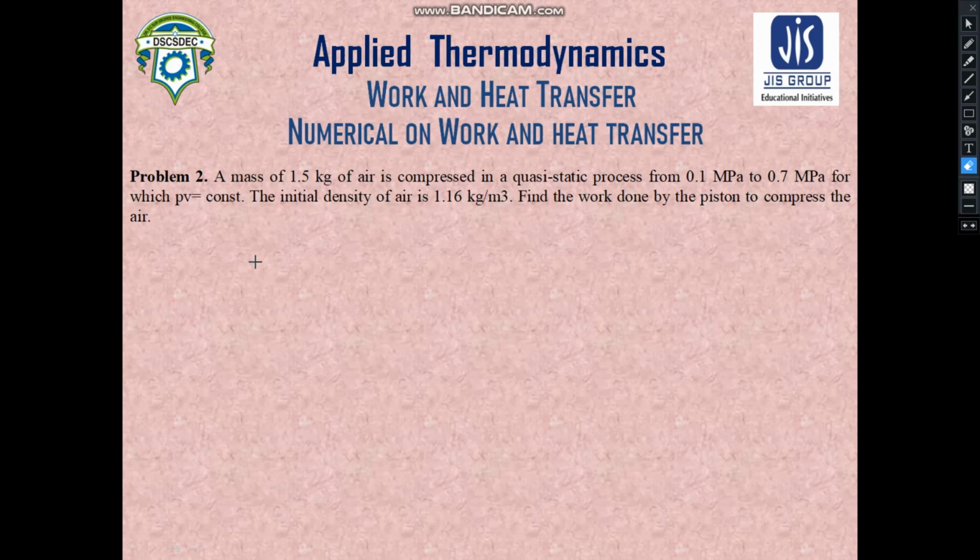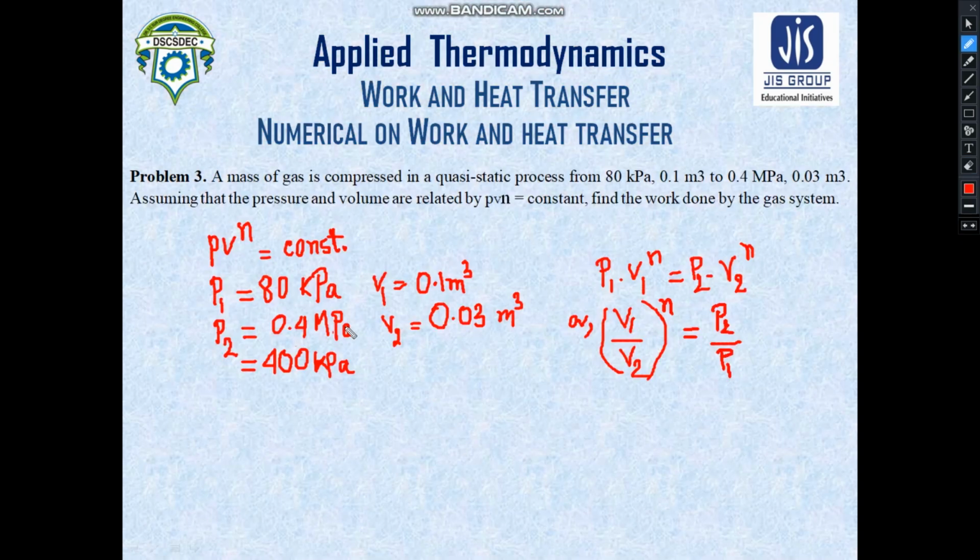Now we shall be moving on to the next problem, and let us just discuss the problem so that your concept and fundamentals become very strong. So let us move on to problem number 3. As you can see, I have written down the initial information which is available from the problem. The problem states that a mass of gas is compressed in a quasi-static process from 80 kilopascal, 0.1 meter cube, to 0.4 megapascal, 0.03 meter cube. Assuming that the pressure and volume are related by, so you must read this one, PV to the power n.